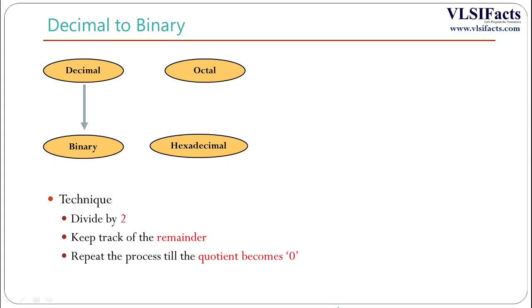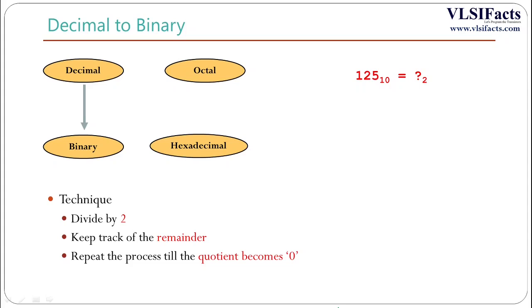Now we will discuss how to convert a decimal number to its binary form. The technique is divide the number by 2 and keep track of the remainders. Repeat the process till the quotient becomes 0. Now let us solve one example to understand the process. The decimal number given here is 125, and we will convert this particular decimal number to its equivalent binary form.